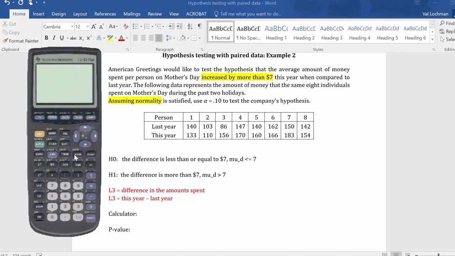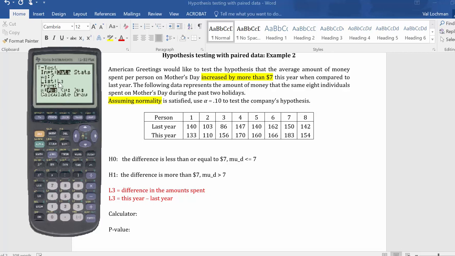That's done, or the average difference, right? We're gonna go back to stat, t-test, and over here we need to put in 7. Okay, we want to see if the numbers went up by more than $7, right?